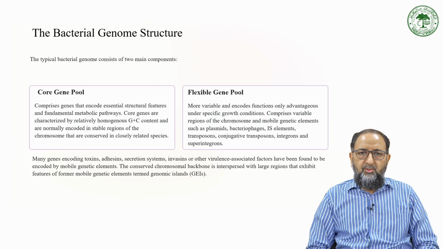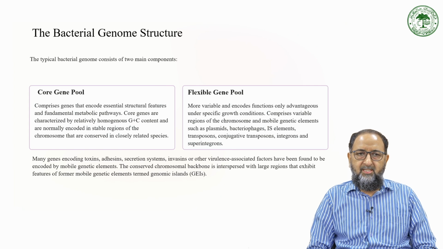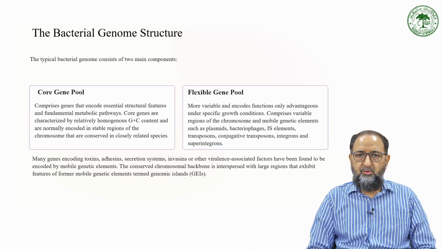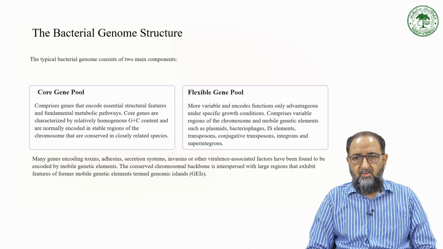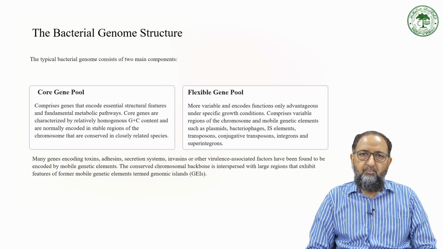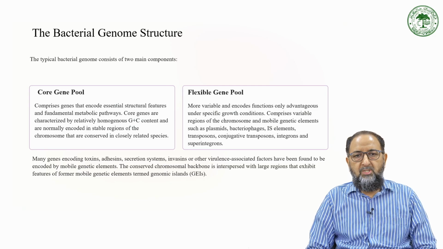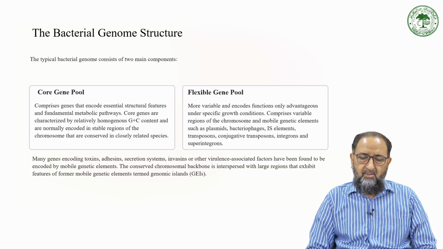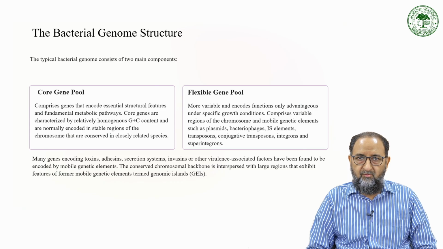Now, if you look at the bacterial genome structure, a typical bacterial genome consists of two main components. We call them the core gene pool and the flexible gene pool. Now, what is the core gene pool? The core gene pool is comprised of essential structural features and fundamental metabolic pathways which are responsible for the growth and survival of the microorganisms, the survival of the bacteria.